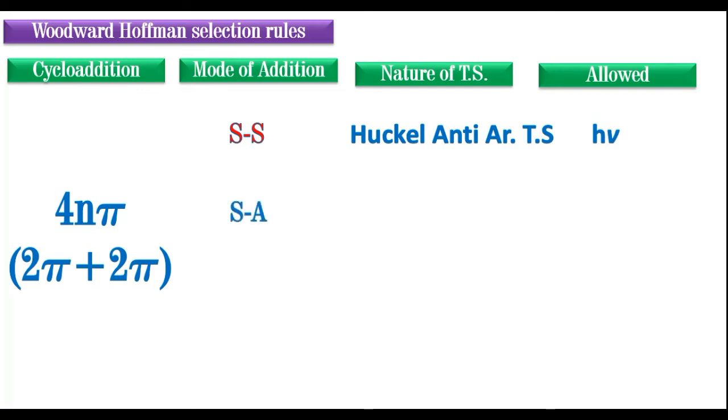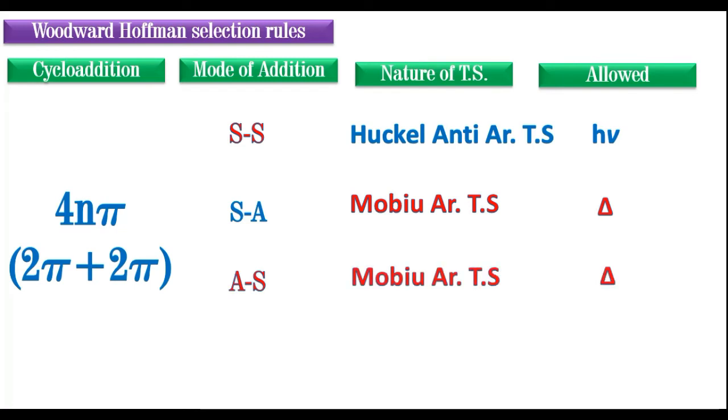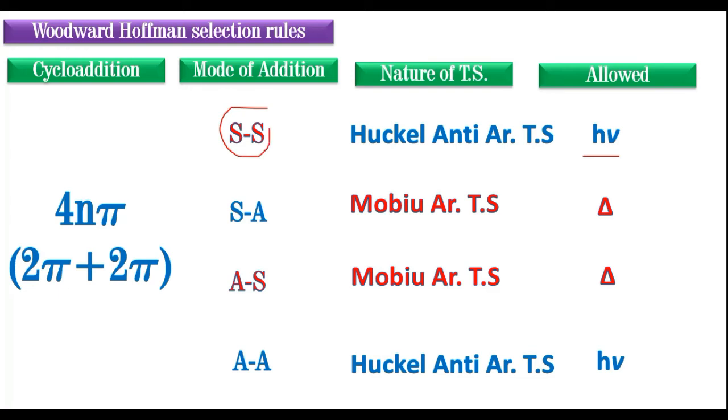Supra-antara gives a Mobius aromatic transition state. The word aromatic is there, that is thermally allowed. Next, antara-supra also gives a Mobius transition state, thermally allowed. Antara-antara gives a Huckel transition state, that is anti-aromatic transition state, photochemically allowed. So remember friends, dimerization of ethylene always takes place photochemically. That's why supra-supra mode of addition is always photochemically allowed. When supra-supra is photochemically allowed, antara-antara also is photochemically allowed. The remaining are thermally allowed.